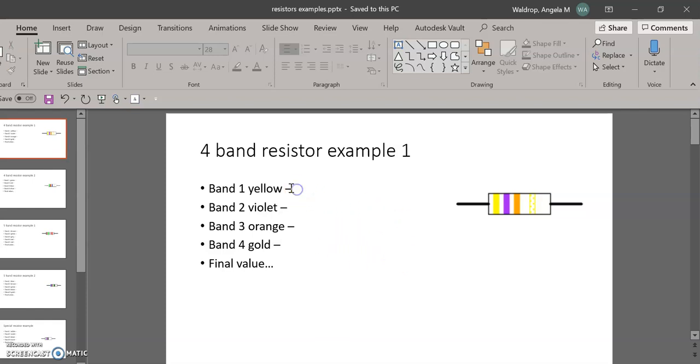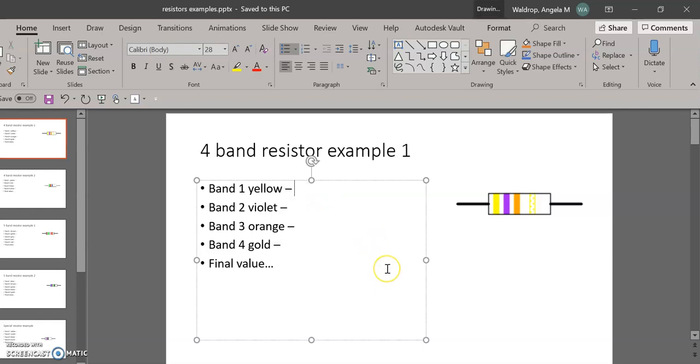Looking at the chart, if we do this resistor, the colors are yellow, violet, orange, and gold. Yellow gives me a 4. Violet is a 7. The orange is the multiplier because it's a 4-band, so that multiplier is 1 kilo ohm. The gold is the tolerance in this case, plus or minus 5%. So the final value of the resistor is 47 kilo ohms, plus or minus 5%.